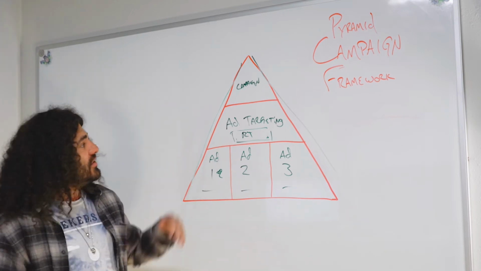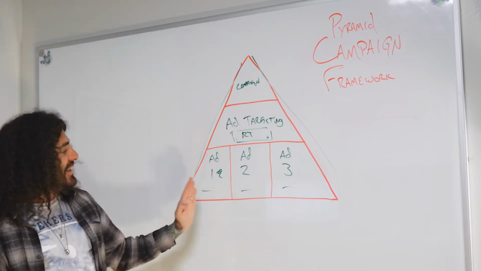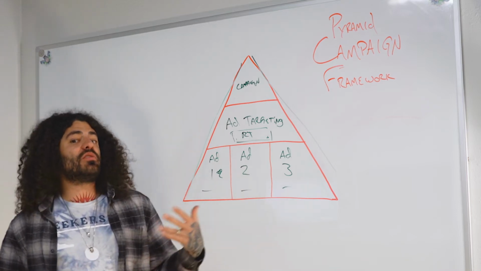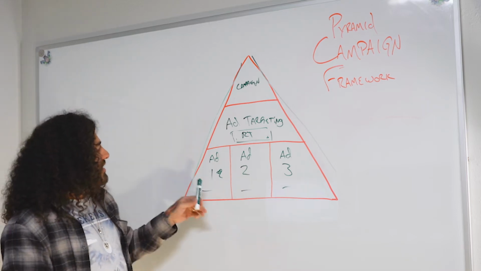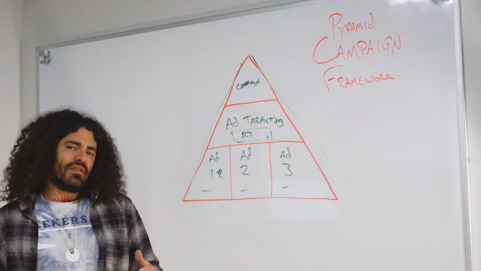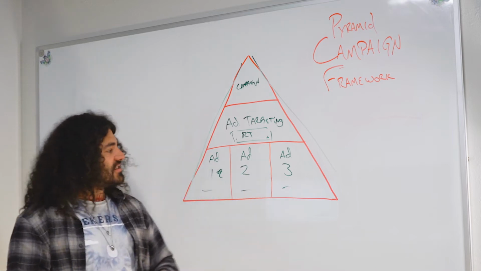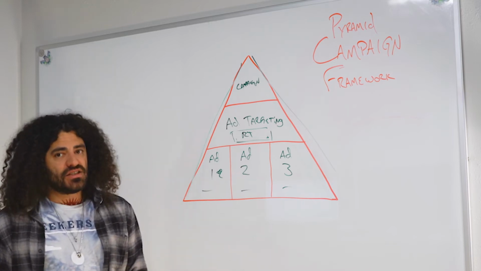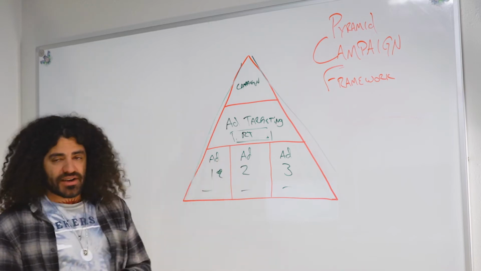And the reason I like to do this one campaign, one ad targeting, and 3 ad groups is because it allows me to test a number of different audiences while keeping my ads consistent, and then I can figure out which types of audiences are resonating with which ad. And I'm not having to shoot a bunch of different ads for every single targeting group.